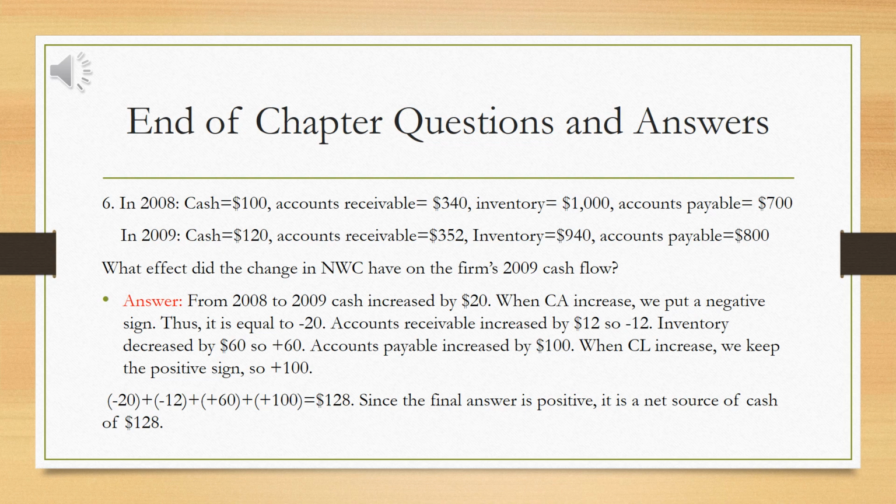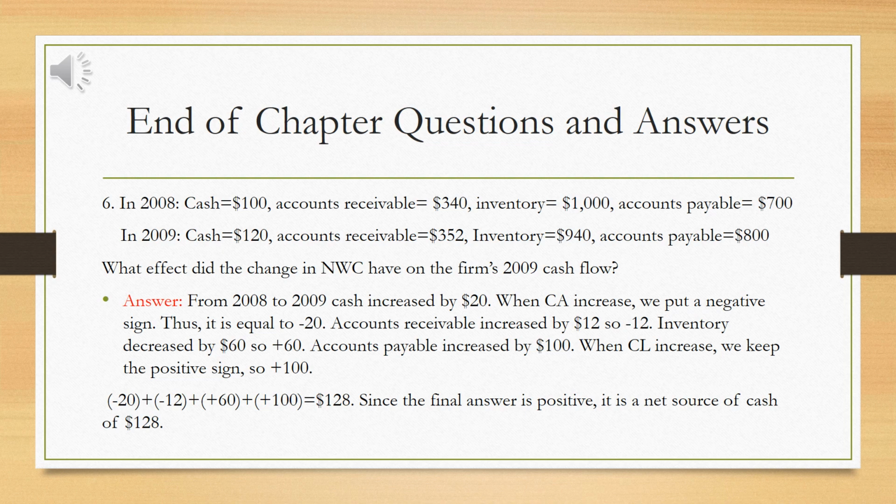When current assets increase, we always put a negative sign. Thus, it is equal to minus 20. Accounts receivable increased by $12, so minus 12. Inventory decreased by $60, so plus 60. Since every time current assets decrease, we put a positive sign.